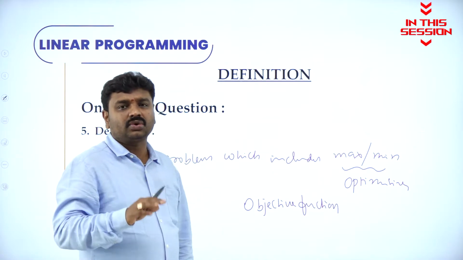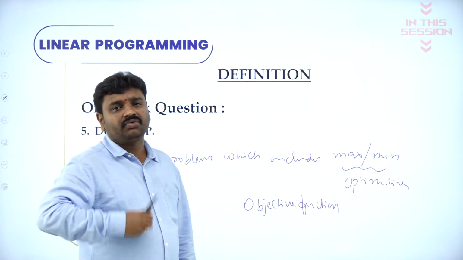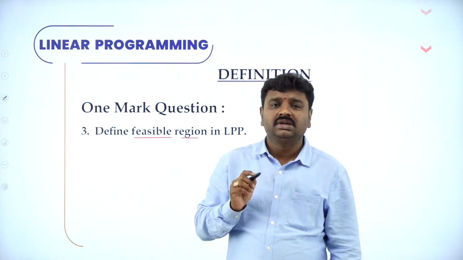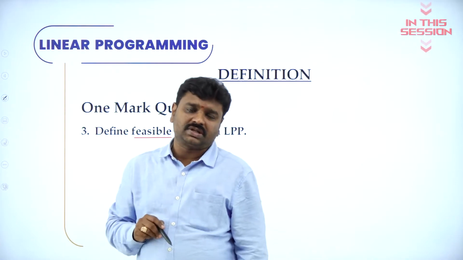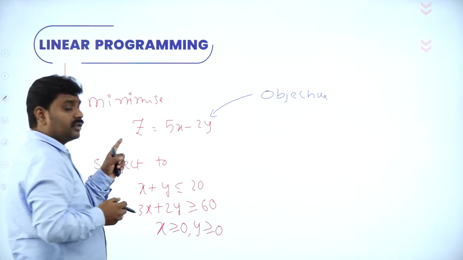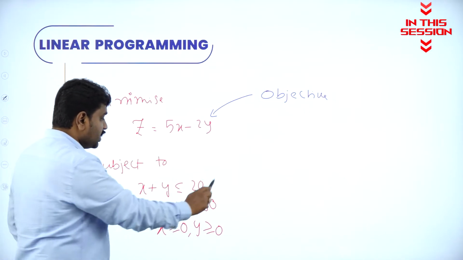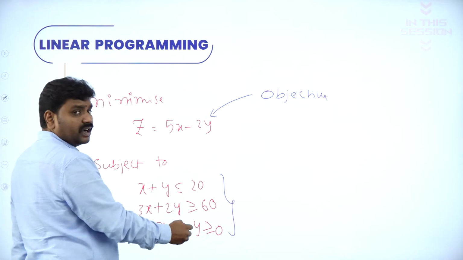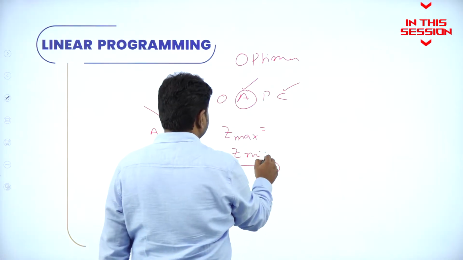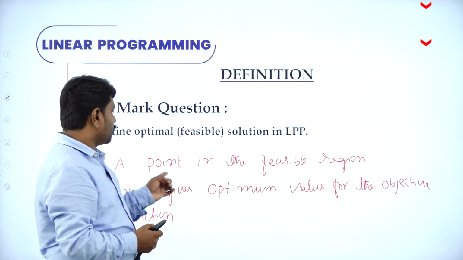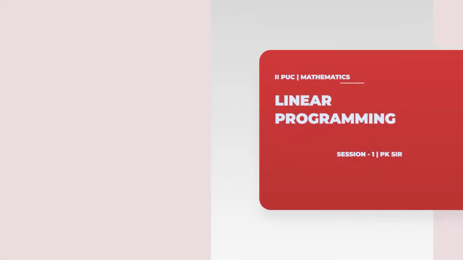A problem which includes optimizing the objective function, with the common region determined by all the constraints, including the non-negative constraint. We can also call it the common region of shading. But we have to maximize using these conditions, and these conditions are linear inequalities. So Z minimum occurs at C, suppose. Then C is also called the optimal solution. Optimal solution means what? A point in the feasible region.